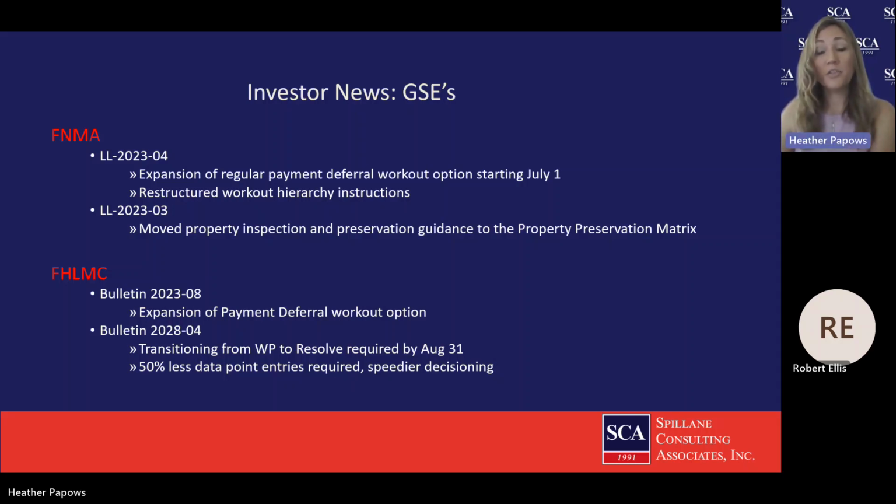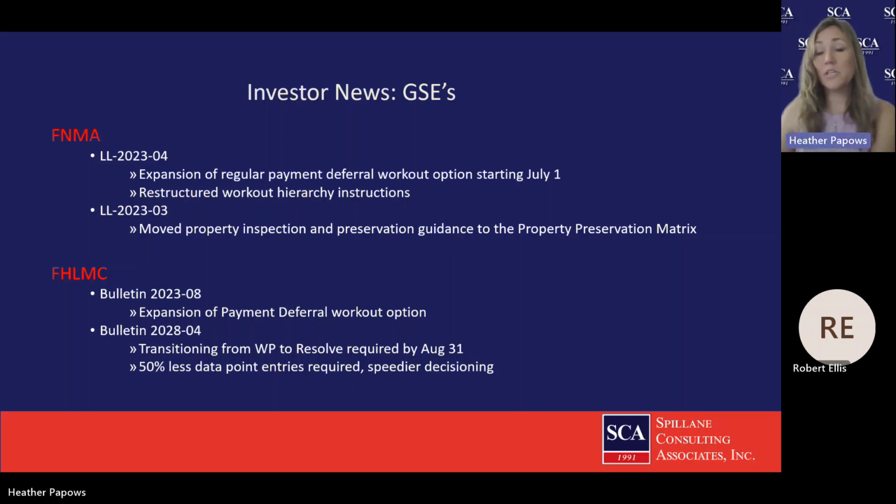Lender Letter 2023-03 talks about the property preservation and property inspection guidelines and refers you now to a separate matrix that they've created as a reference document. Updates here also included some increases in expense reimbursement limits that you may be interested in exploring.